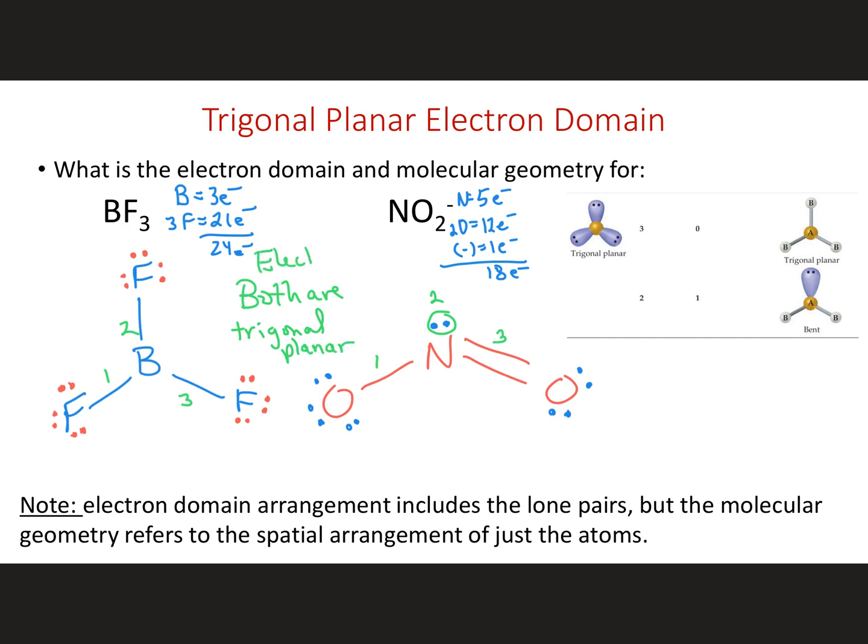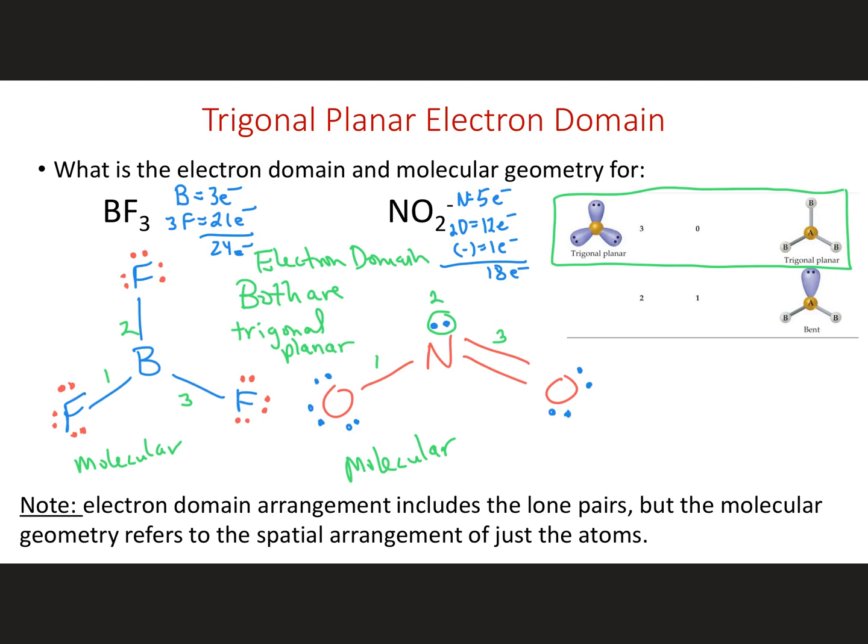For my electron domain. However, for my molecular geometry, they are different. If I go over here, I work my way all the way across. If I have 3 domains and all 3 of those domains are bonding domains, then yes, I am trigonal planar for both my electron domain and my molecular geometry.